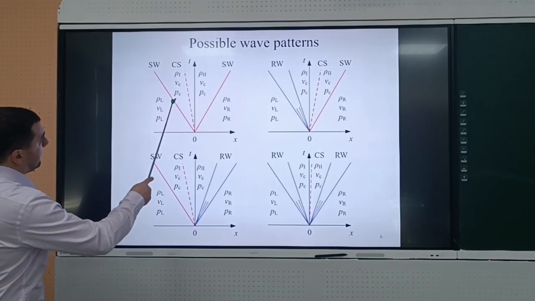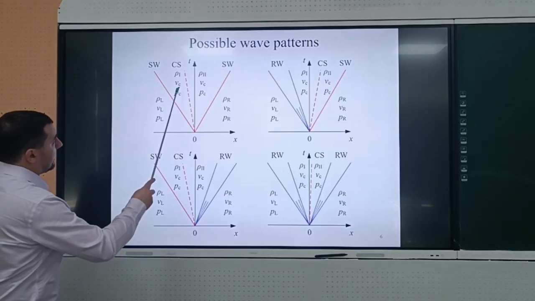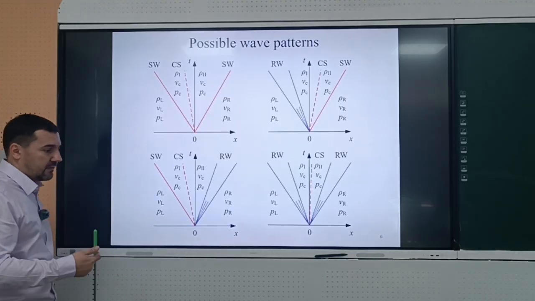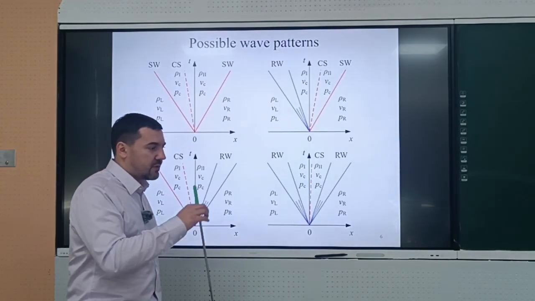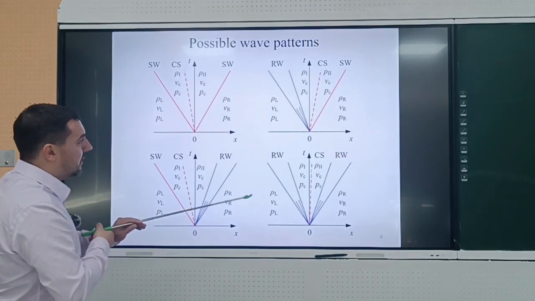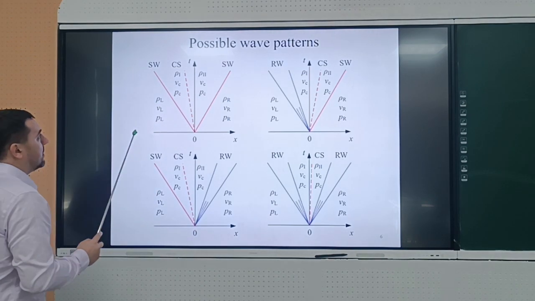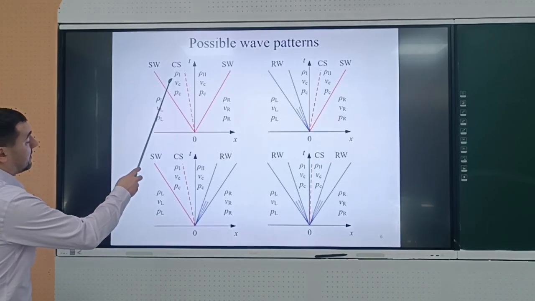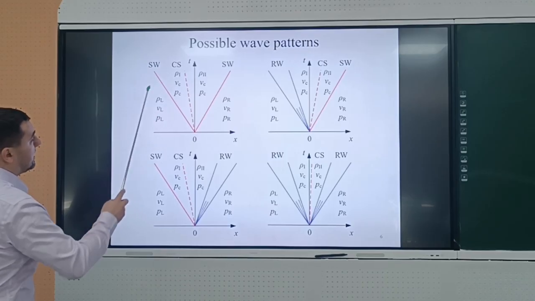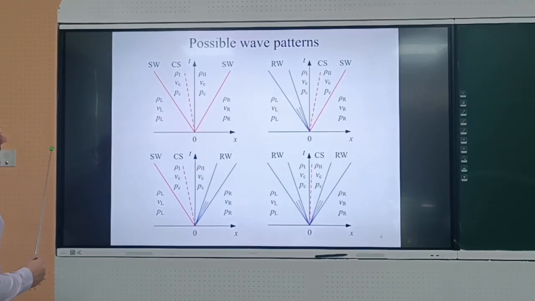And index C corresponds to the parameters, velocity and pressure, to the left and to the right of the contact discontinuity. So we discussed in the lecture about the discontinuous solutions that pressure and velocity are constant across the contact discontinuity. That is why we should use the same P_C here and here, to the left and to the right of the contact discontinuity, but we can have, and usually have, different densities, ρ1 and ρ2, across the contact surface or contact discontinuity.